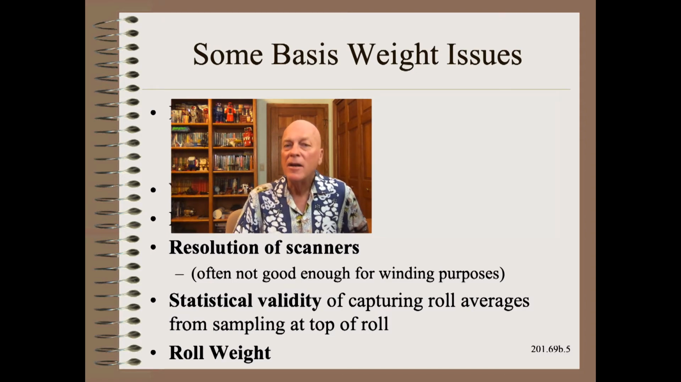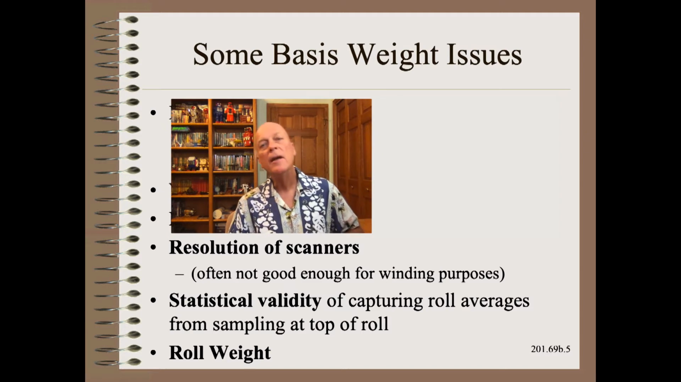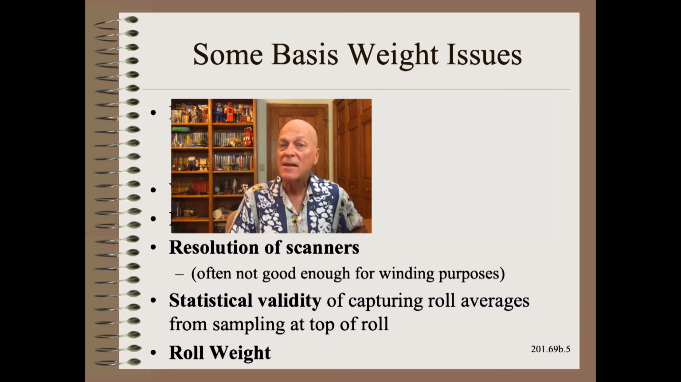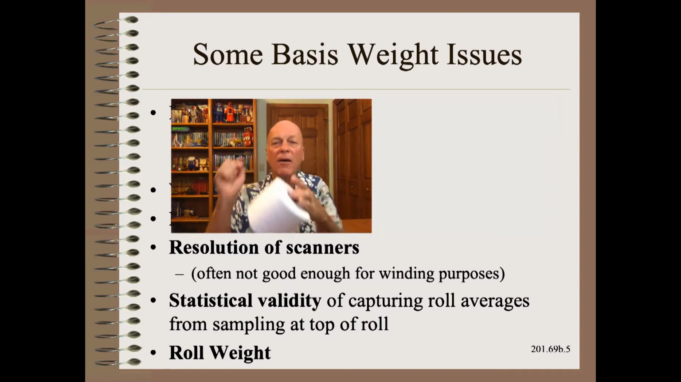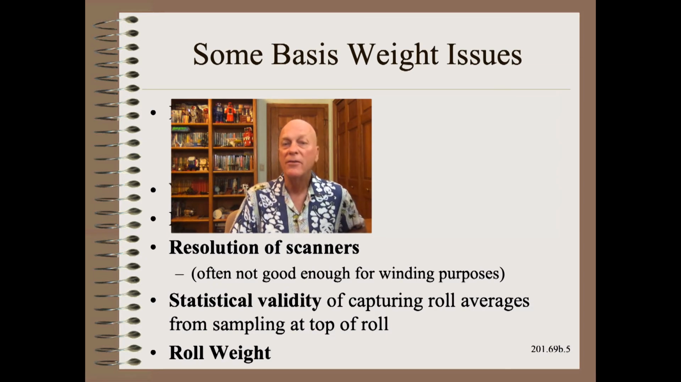Furthermore, even if we do the usually far more precise weighing in the test lab, we introduce a new problem, and that is with the statistical validity of capturing roll averages from sampling at the top of a roll. The reason is, obviously, once you think about it for a moment, we may be sampling 1,000th of a square meter and trying to infer what a roll of 1,000 square meters might be.